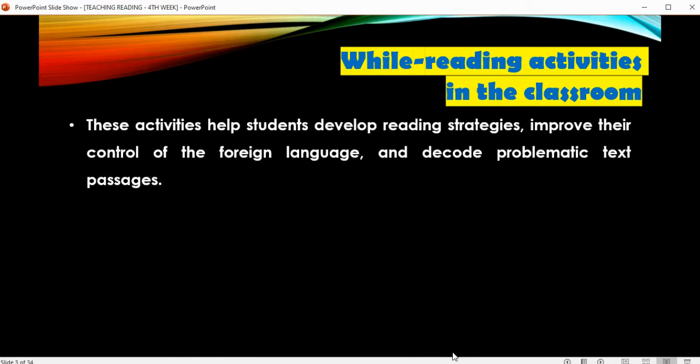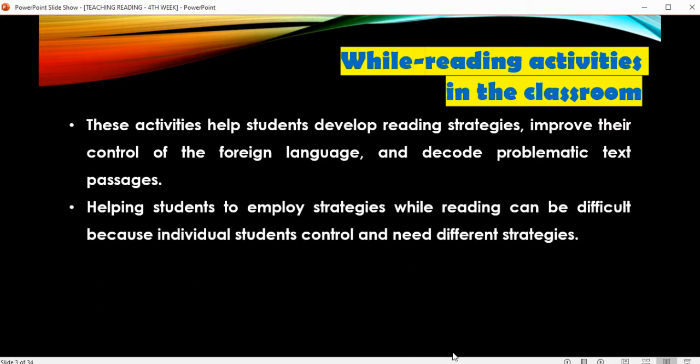So here, remember, these activities help students to develop reading strategies, improve their control of the foreign language, and decode problematic text passages. So here we are going to apply a deep analysis of the text. We are going to make our students develop some reading strategies, improve their control or knowledge of the language, and decode some problematic text passages.